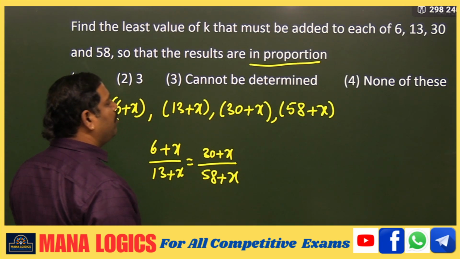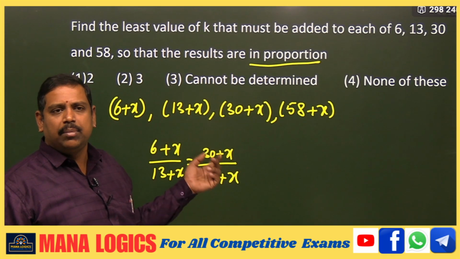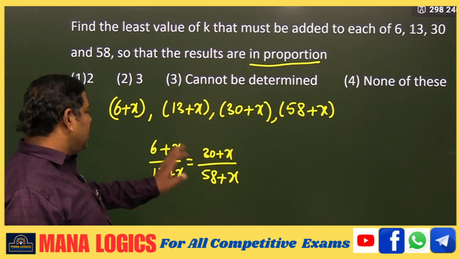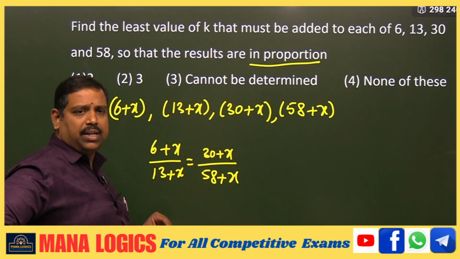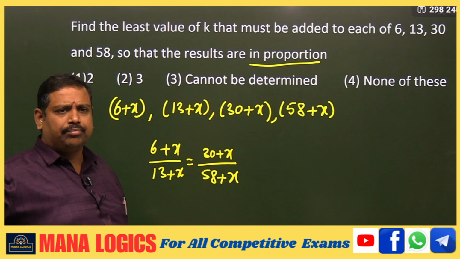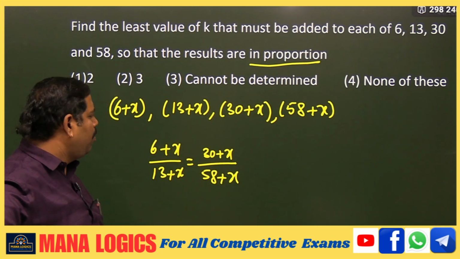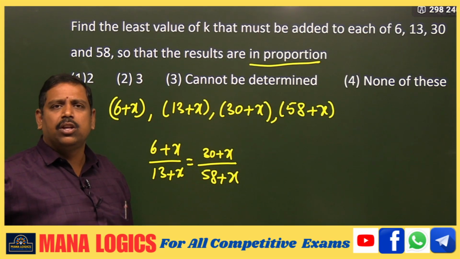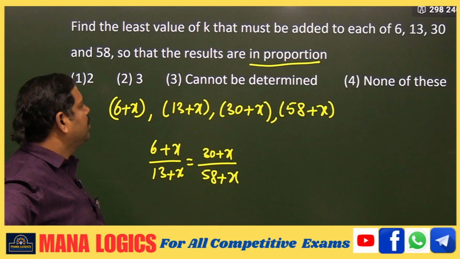Now we want the value of x. Find the least value of k. That means instead of k I have written x, right? If I cross multiply, x into x is x square on the left side, x into x is x square on the right side, both will be cancelled. You won't get any larger numbers. But the problem is 58 into 6, 13 into 30, people will struggle. Especially you are very good at calculations, right? That is the reason I will go with options.